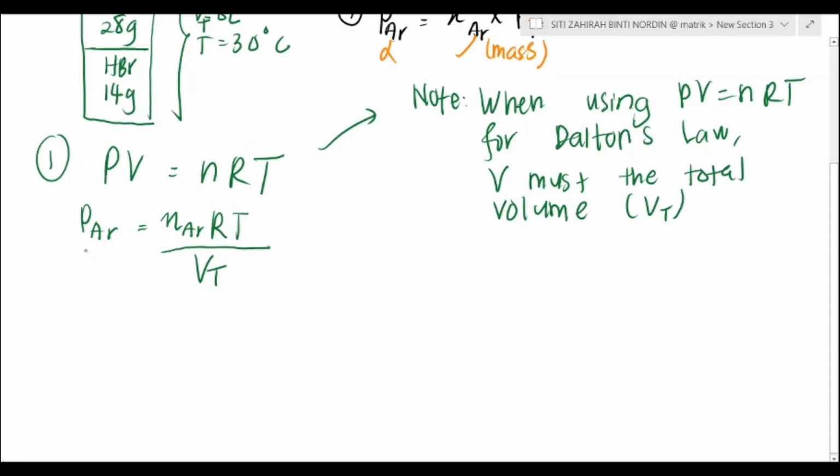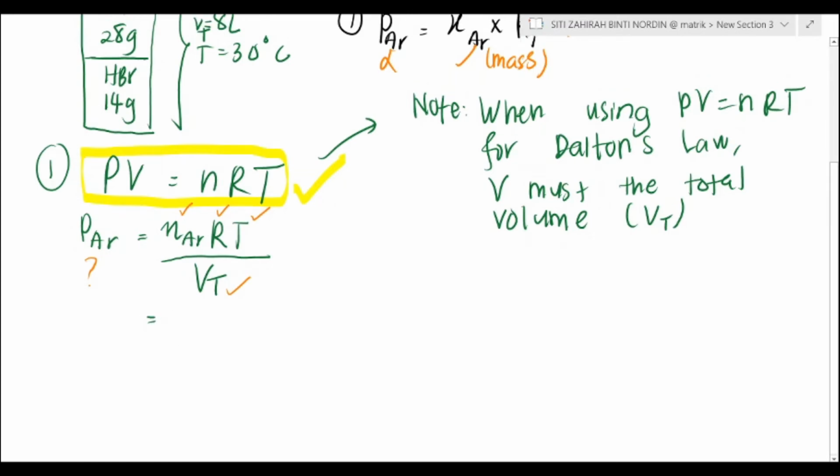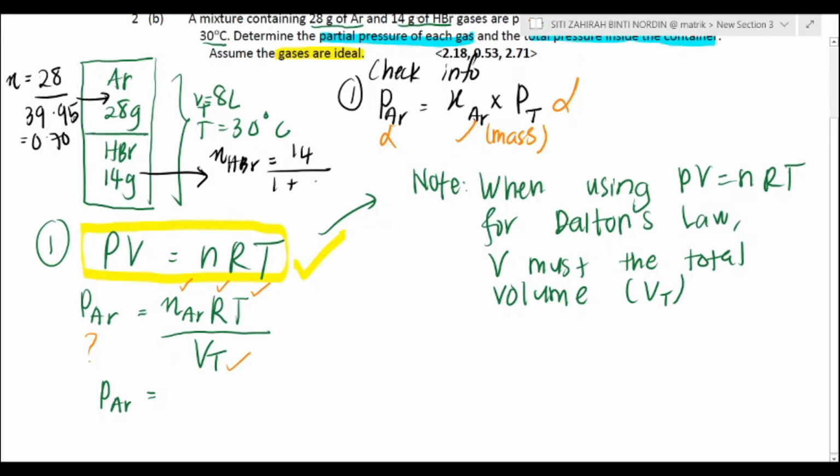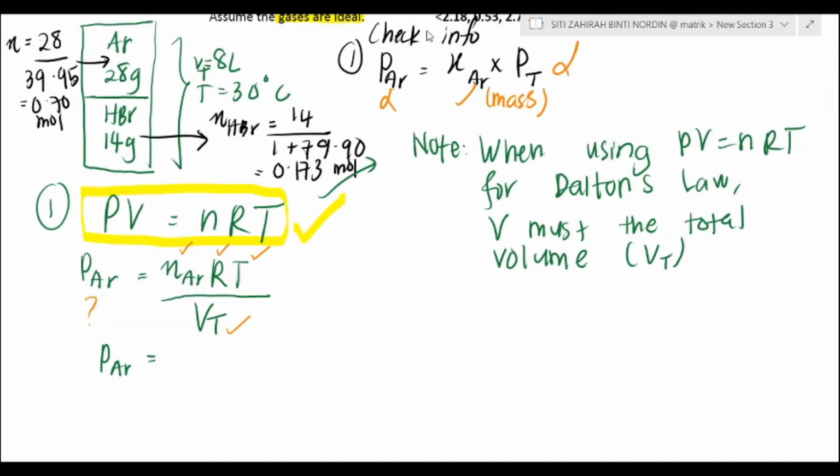So check again. Pressure, we want to find it. Mole, yes, we can find it. R is given, T we've got it, and VT we've got it already. So yes, we've got to use PV equals nRT for this kind of Dalton's law question. First we need to find the mole. Your mole for Ar would be 28 divided by 39.95, so your mole of Ar would be 0.70. For HBr, 14 divided by 1 plus bromine, 79.90, gives 0.173 mole.